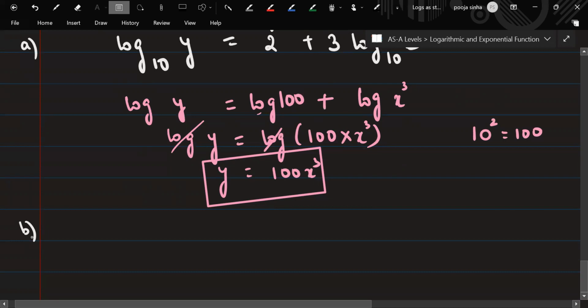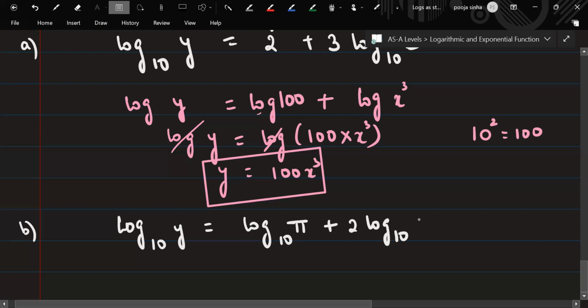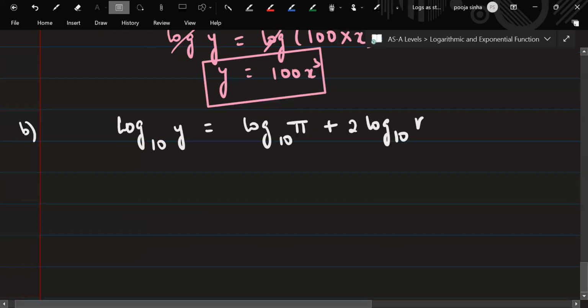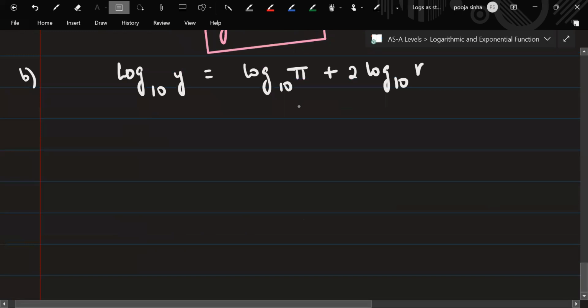You don't have to plot these graphs. I'll show you later what a graph-related question looks like. First let's understand the basics. Next question will be very easy. Just try this. Log to the base 10 of y equals log to the base 10 of pi plus 2 log to the base 10 of r. Y is equal to pi r square. Easy, very good. Next question.